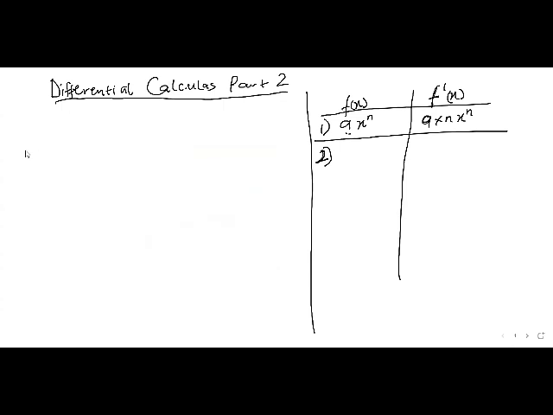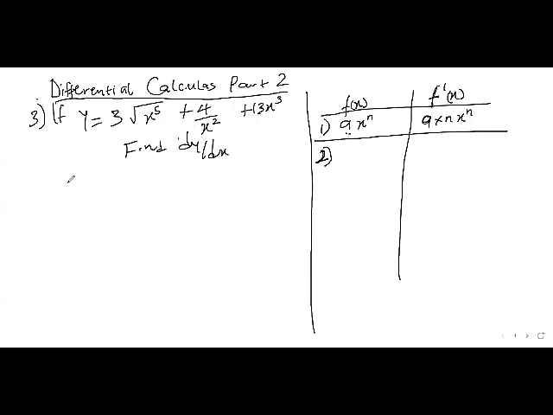So let's say we have question 3. If y is equal to 3 square root of x raised to power 5 plus 4 all over x squared plus 13x cubed, find dy over dx. This is easy, don't be scared. So before we find dy dx, let's first of all arrange this.